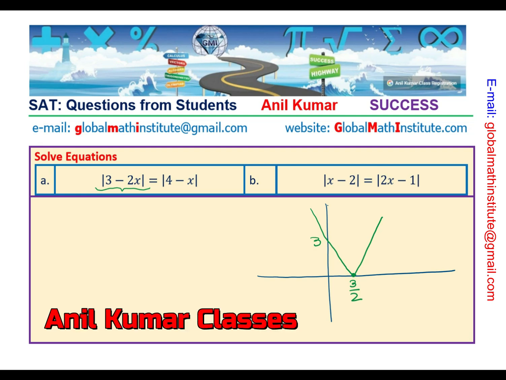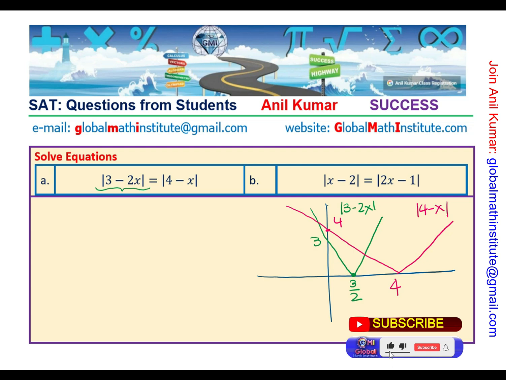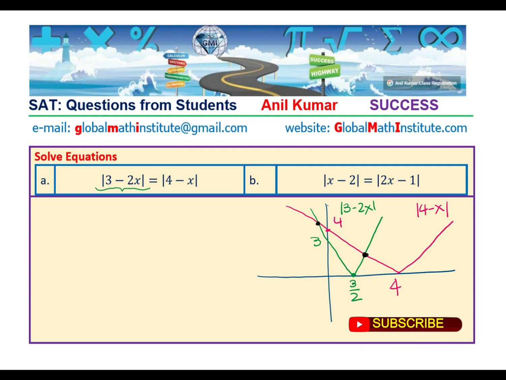The other function which we have is the one where we have 4 minus x or x minus 4. So that basically means that the absolute value function will have something like this, right? Where this point is 4 and the y-intercept is also 4. So that is your function absolute value of 4 minus x. The earlier one is absolute value of 3 minus 2x. As you can see, there are 2 points of intersection. So you have a clear idea of where are the solutions for the given equations, right?